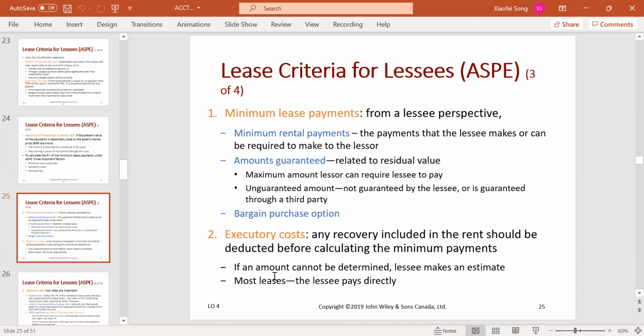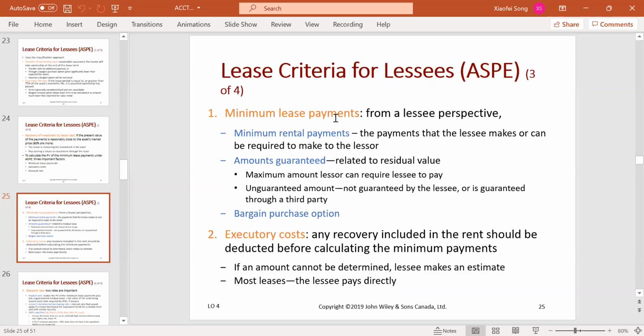So under ASPE, if you do not know lessor's rate, you don't have a choice. If you do know lessor's rate, you use the lesser of the two. That's different from IFRS. Remember, under IFRS, if you don't know, you have to use your incremental borrowing rate. But if you do know lessor's rate, you have to use lessor's rate, regardless of which one is higher or lower.